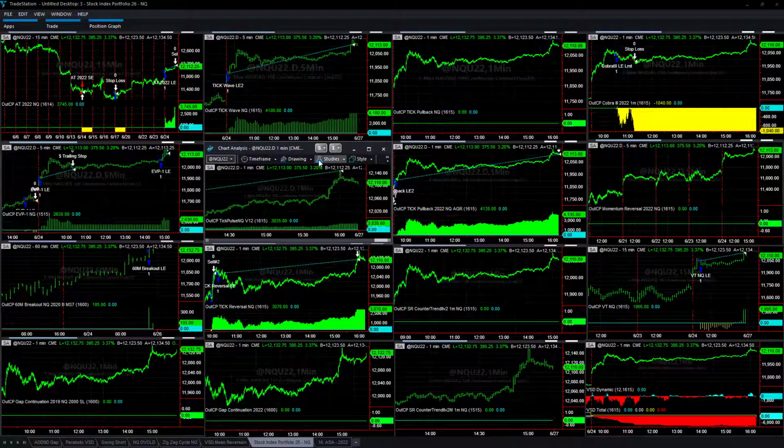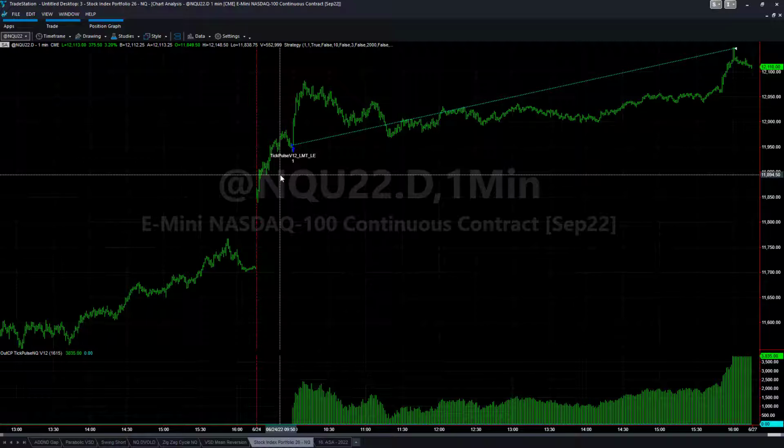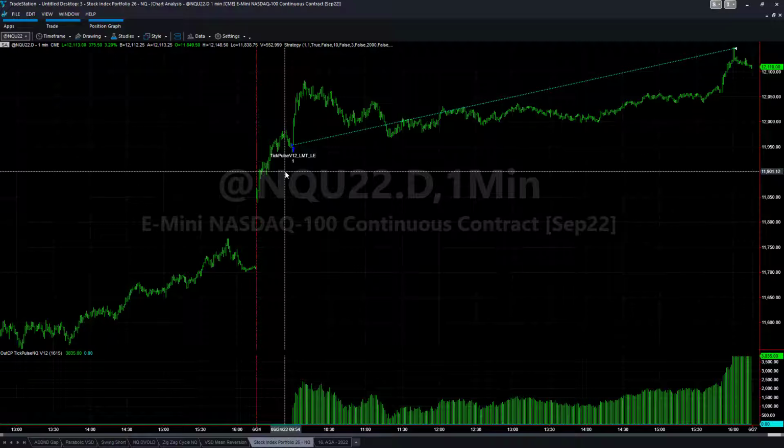So here is the Nasdaq setup, the Nasdaq strategy setups that we're looking at yesterday, and the biggest day of the month yesterday. And let's show you Tick Pulse V12 right here. So this got in at a different price. Why did it get in at a different price? Why were the results different between the micros and the minis?